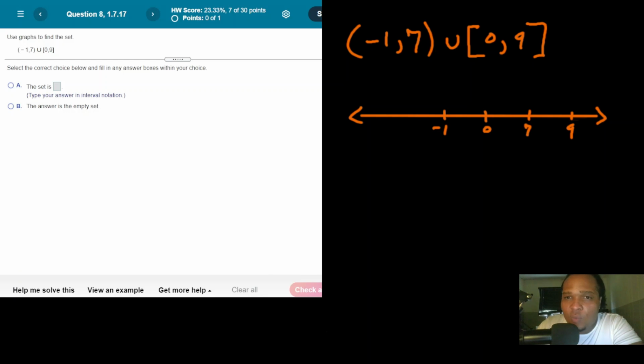All right, let's start shading. Let's do the first one. We have -1 to 7. There's a parentheses at -1. Let's go from -1, and we're going to shade all the way up to 7, and that is also a parentheses like that.